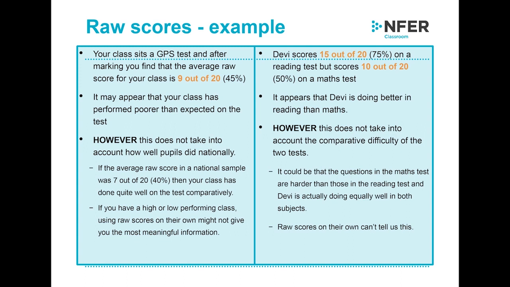So it could be that the questions in the maths test are harder than those in the reading test, and Debbie is actually doing equally well in both subjects. However, raw scores on their own can't tell us this. So looking at the examples on this slide, you can see how raw scores on their own aren't the most helpful tool for measuring attainment over time.